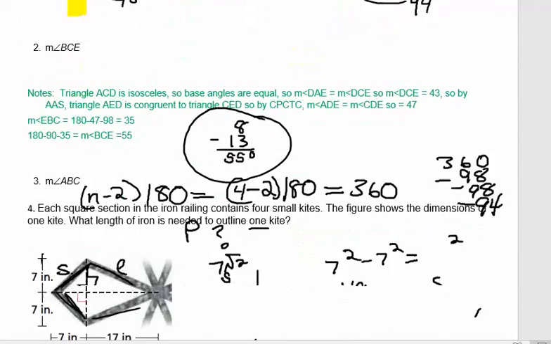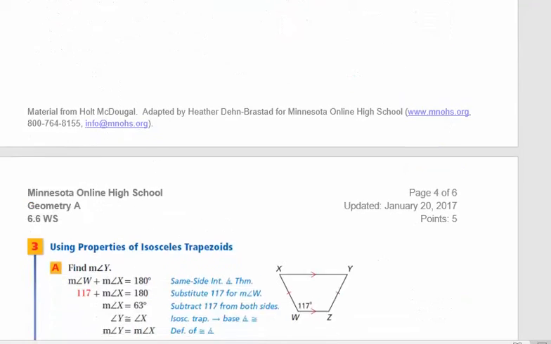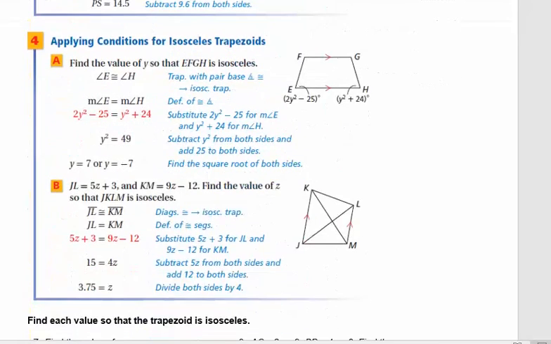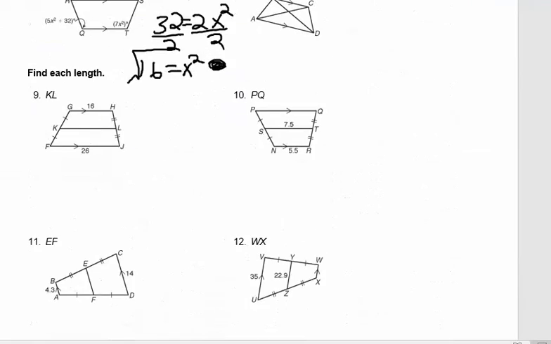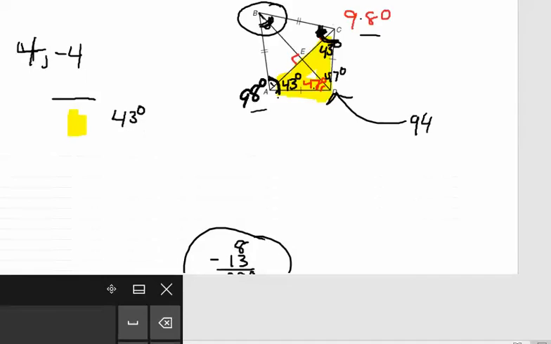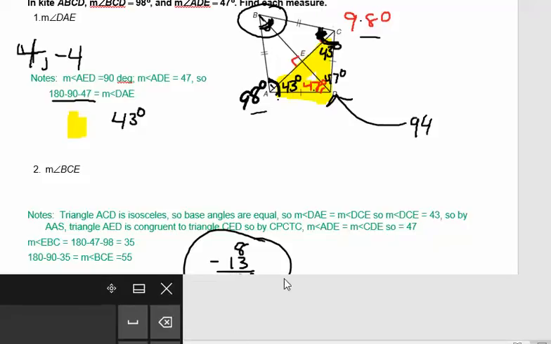All right, so the rest of it, I think you'll be able to figure it out by looking at the problems and the examples. If you have any questions, please let me know. 9, 10, 11, 12 are mid-segment questions, so make sure you look at the theorem about that.